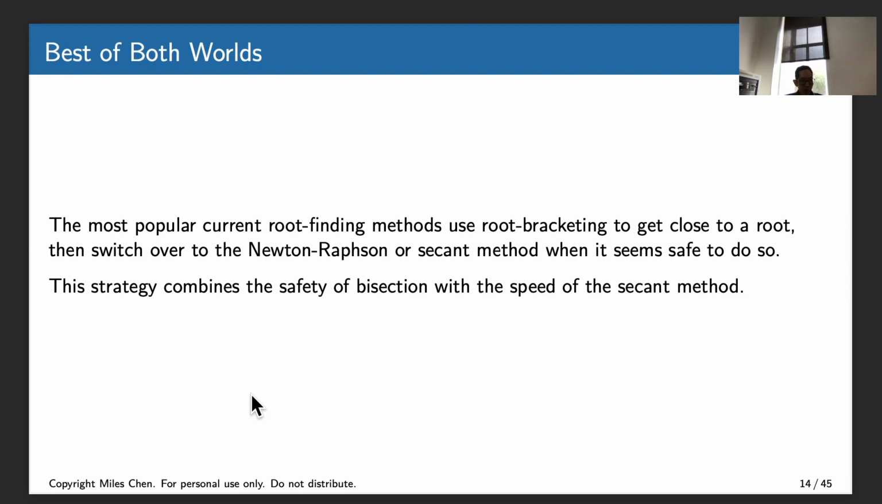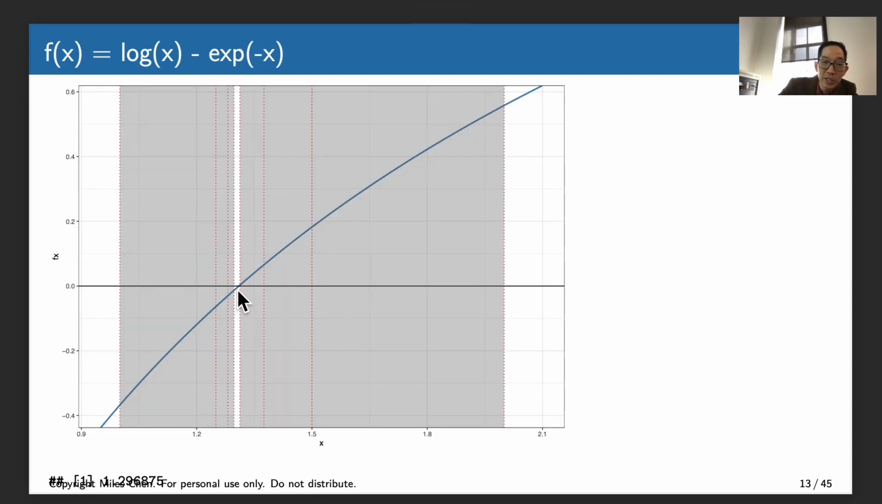One strategy is you can use root bracketing methods to get close to a root. And then once you get to this point, you could say, hey, the function in here is almost linear.